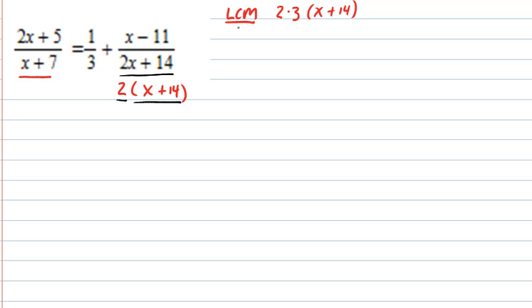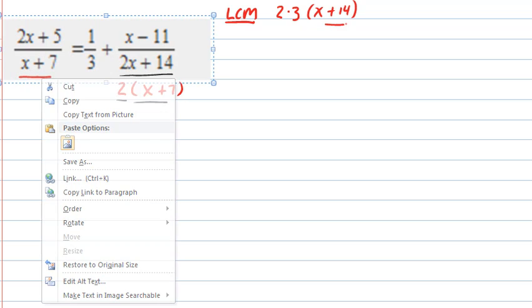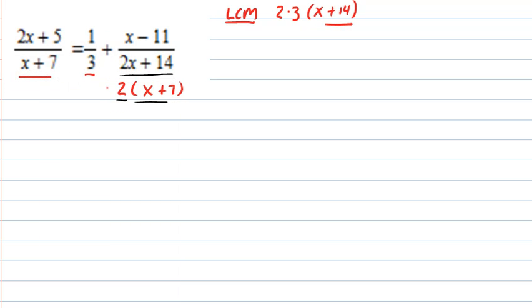So you asked what the least common multiple would be. Whoops, I actually did that wrong. We want a 7 there. So the least common multiple has to have an x plus 7 in it. It has to have a 3 in it, and it also has to have a 2 in it. So I think one of your choices was 6 times x plus 14.